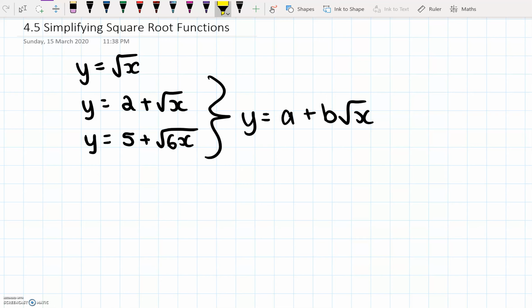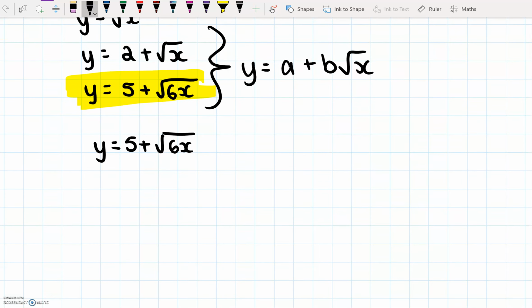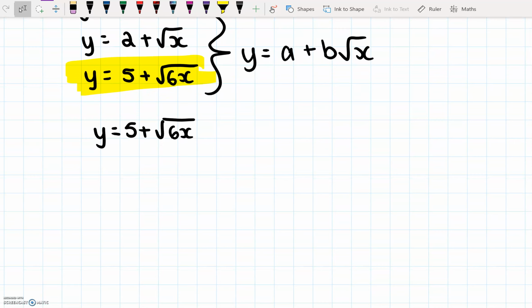So let's take a look then at this third one here. Okay, y equals 5 plus the square root of 6x. Now, as I said to you, we want this to be in the form of y equals a plus b root x. Okay, so we want the number to be outside the square root and not inside of it. Okay, so if we have y equals 5 plus the square root of 6x, now that 6 needs to come out. So how do we get a number out of a square root?